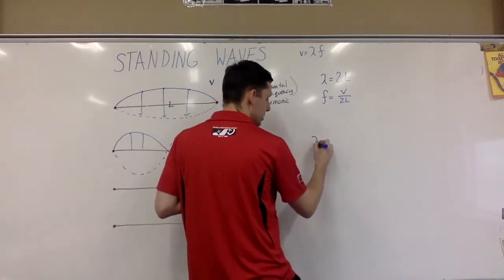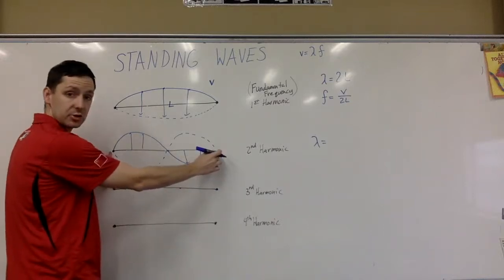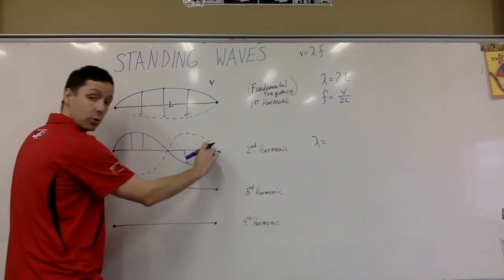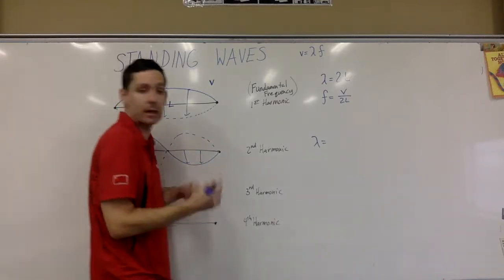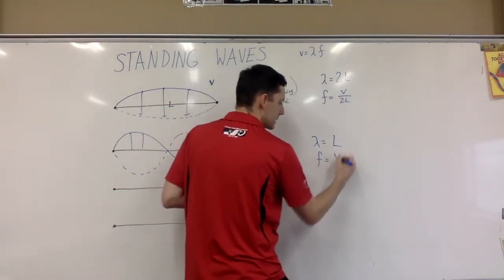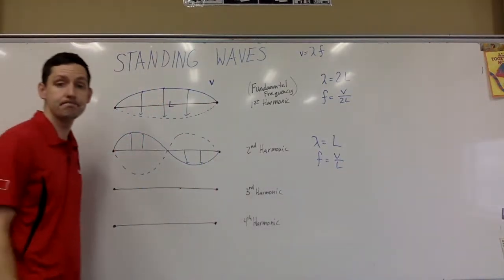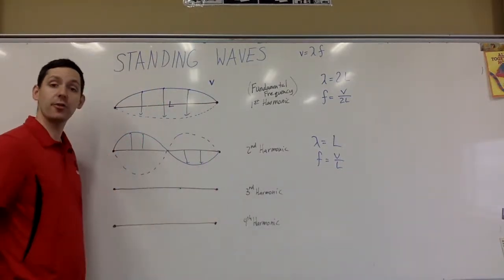Again, in this situation, my wavelength, note that from one end of the string to the other, I now go through a full wave. So the wavelength is just the length of the string, okay? The frequency then is the velocity divided by the length of the string. No problem, right? Okay, let's move on to the third harmonic.